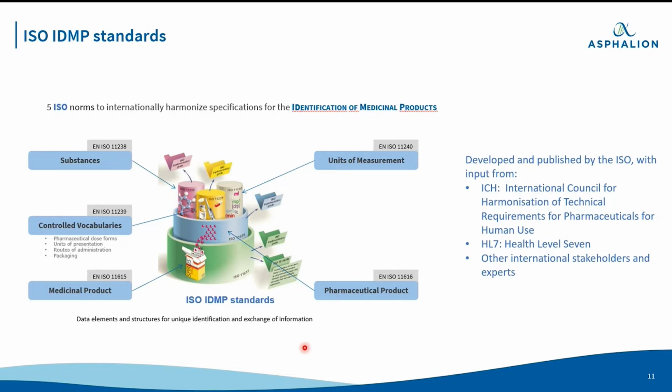If we look at the 5 standards, then we see that there is one for substances, one for control vocabularies, one for units of measurements, one for medicinal product, and one for pharmaceutical product. And all 5 of them were developed to ensure a wide interoperability across global regulatory and healthcare communities. So this is the main goal.